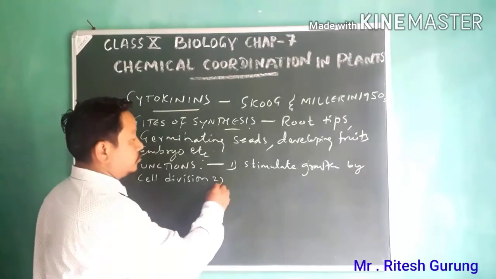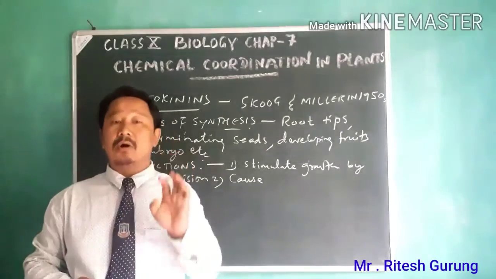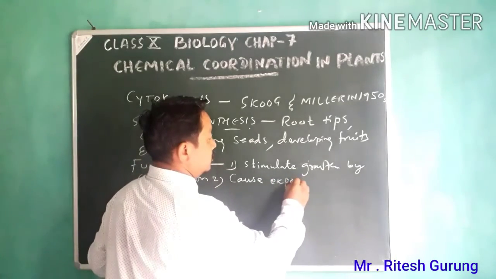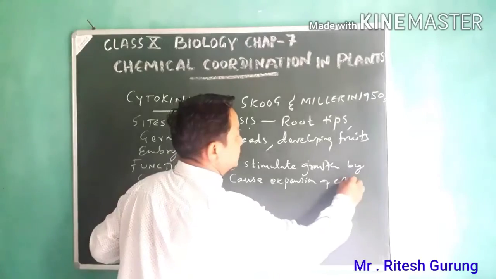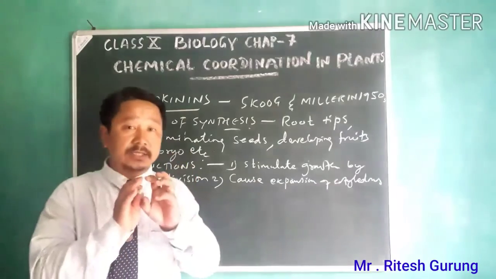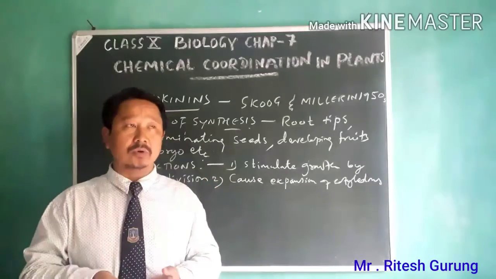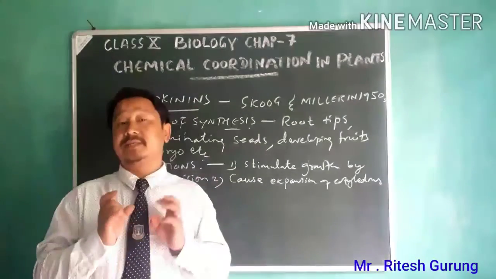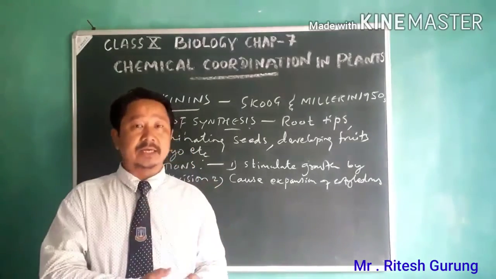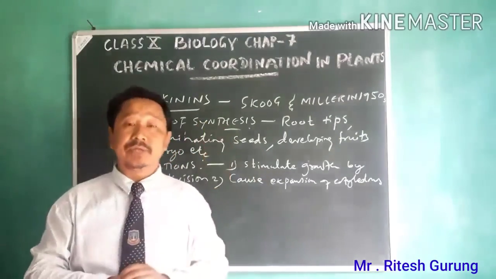Number two, these cytokinins cause expansion of cotyledons. That means the cotyledons get expanded under the influence of these cytokinins only. Cotyledons, as you know, are the fleshy parts of the seeds where the food is stored for the baby plants, the embryo inside. So the cotyledons are expanded under the influence of these hormones only.